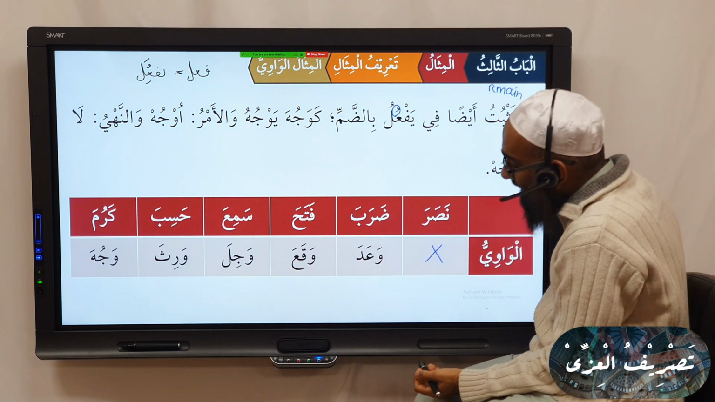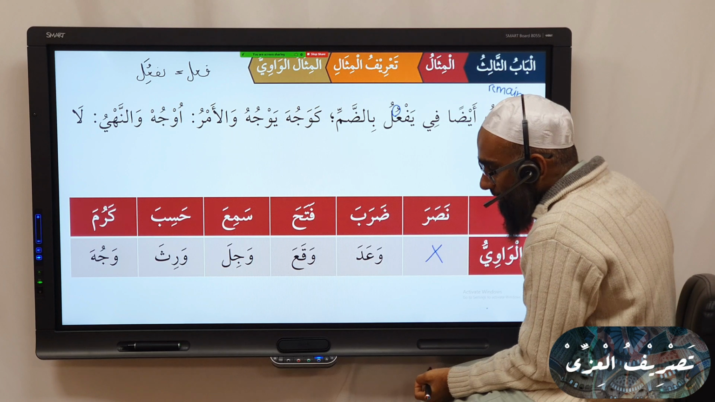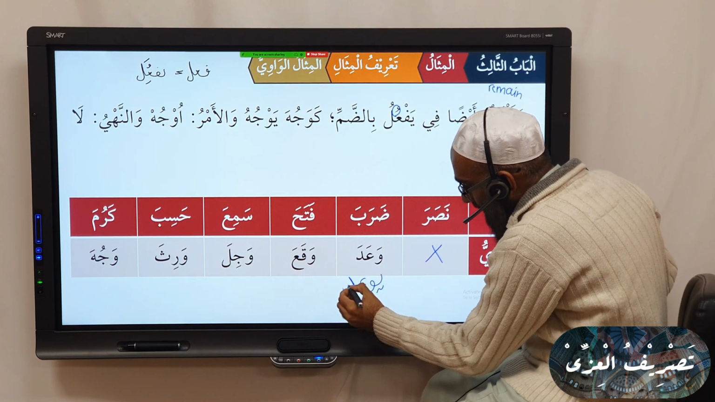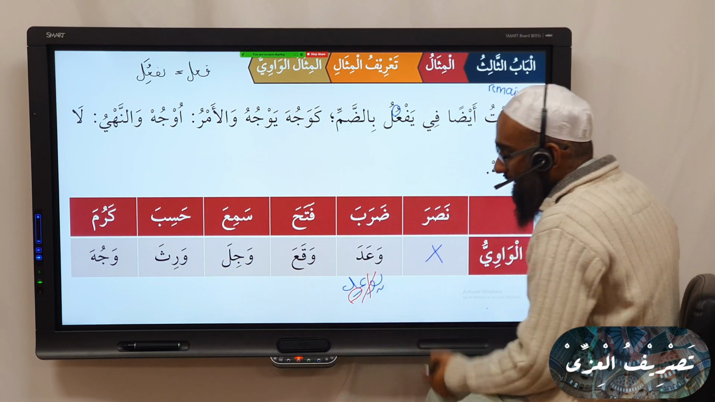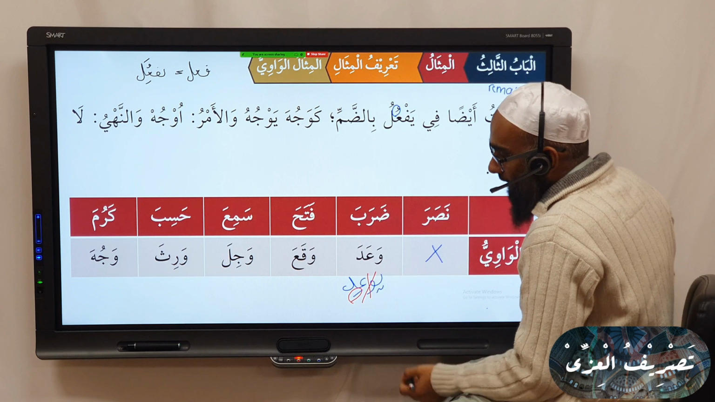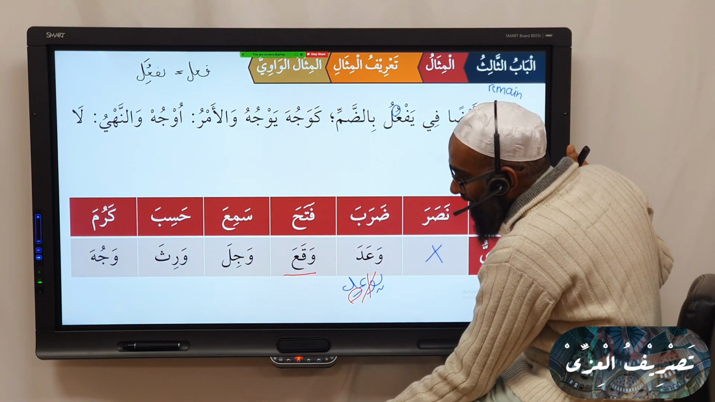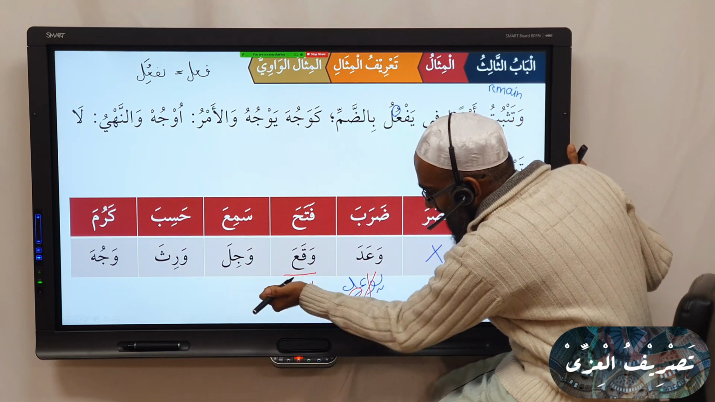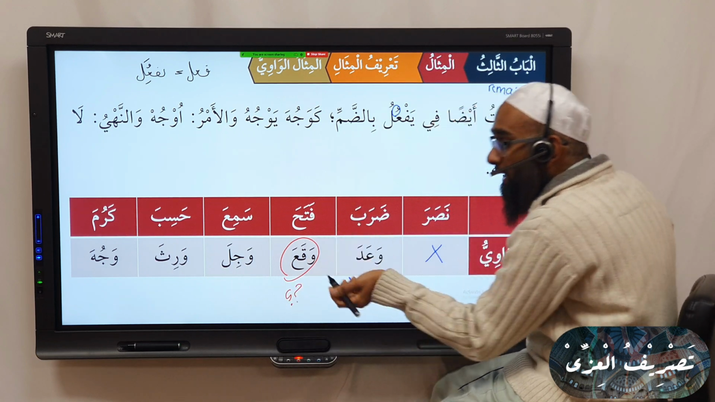In daraba yadribu, what will happen to the mudari? It will be wa'ada. What will it be? Ya'idu, not yaw'idu. Why? Because this is maksurul ayn, the waw drops. So wa'ada ya'idu. Okay. Now waqa'a, what's the mudari? Yaqa'u. But in theory, what should it be? So this is now khilafun lil qiyas. We'll discuss that in the next one. Why is it yaqa'u? Why is it not yawqa'u?